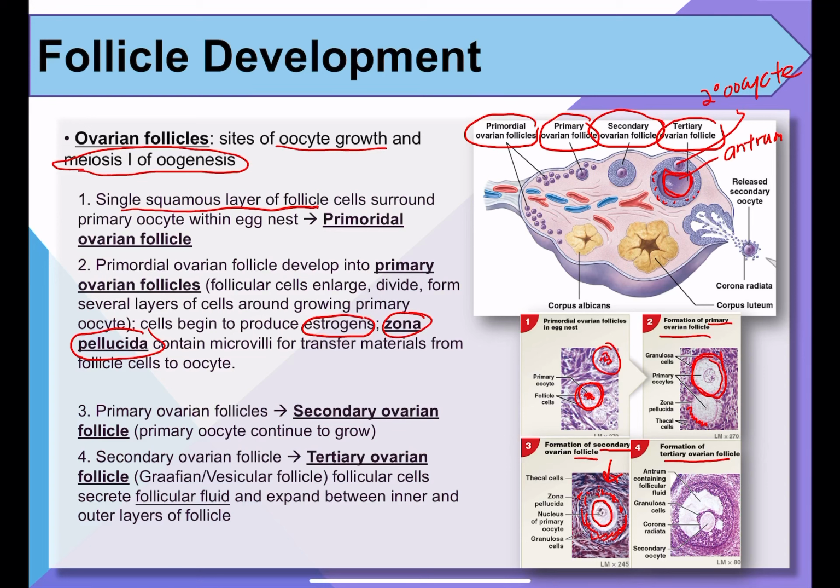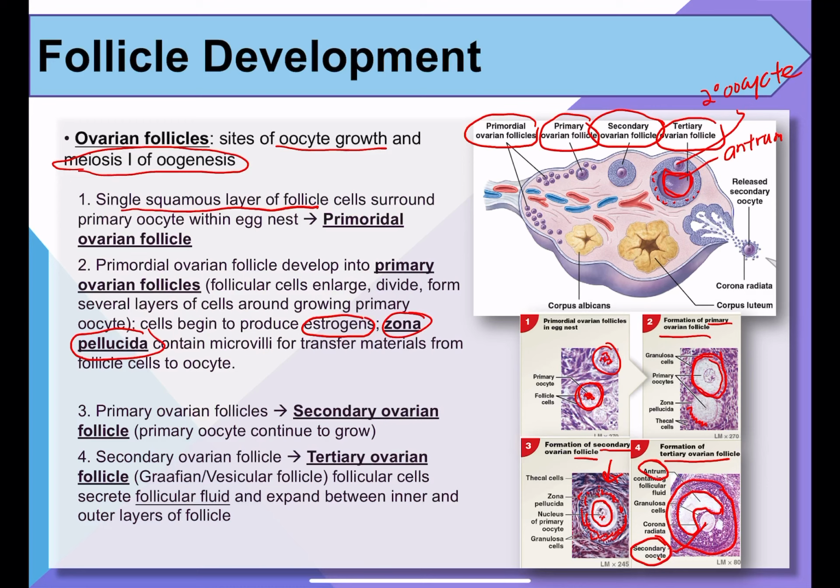Tertiary follicle is the really big one, and for sure you'll be able to see this empty space area that I said is called the antrum. It houses the secondary oocyte, because now the oocyte has matured enough from primary oocyte to secondary oocyte, and it's just getting ready for ovulation when it comes time to do so. All right, so don't confuse secondary oocyte and secondary follicle.